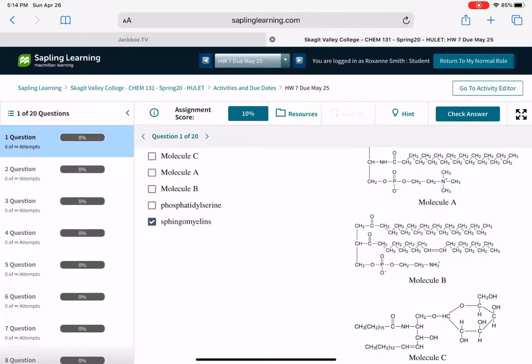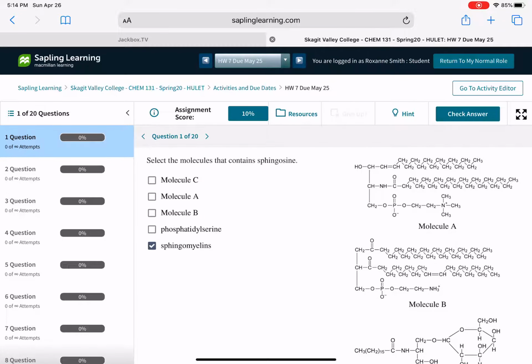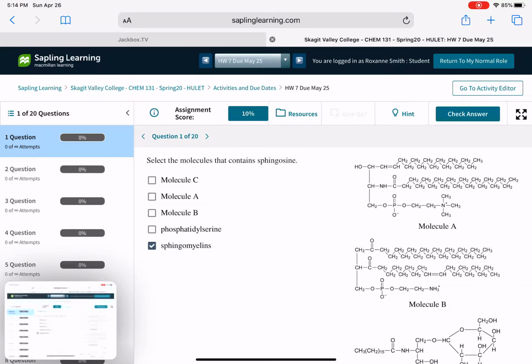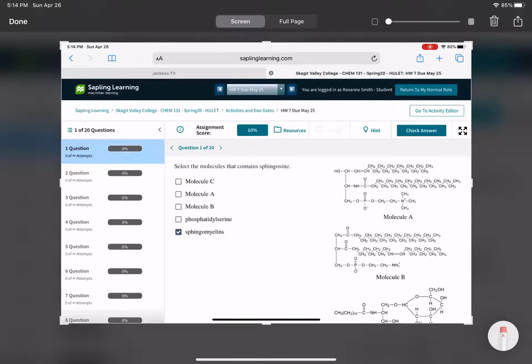So I want to show you one of the things in your notes. I never actually drew out what sphingosine looked like. I just always represented it like this and then had the tails attached. So here in molecule A, what I'm drawing a circle around right now, this is the sphingosine backbone. Actually, maybe I want to include the oxygen right there. So there's the sphingosine backbone.